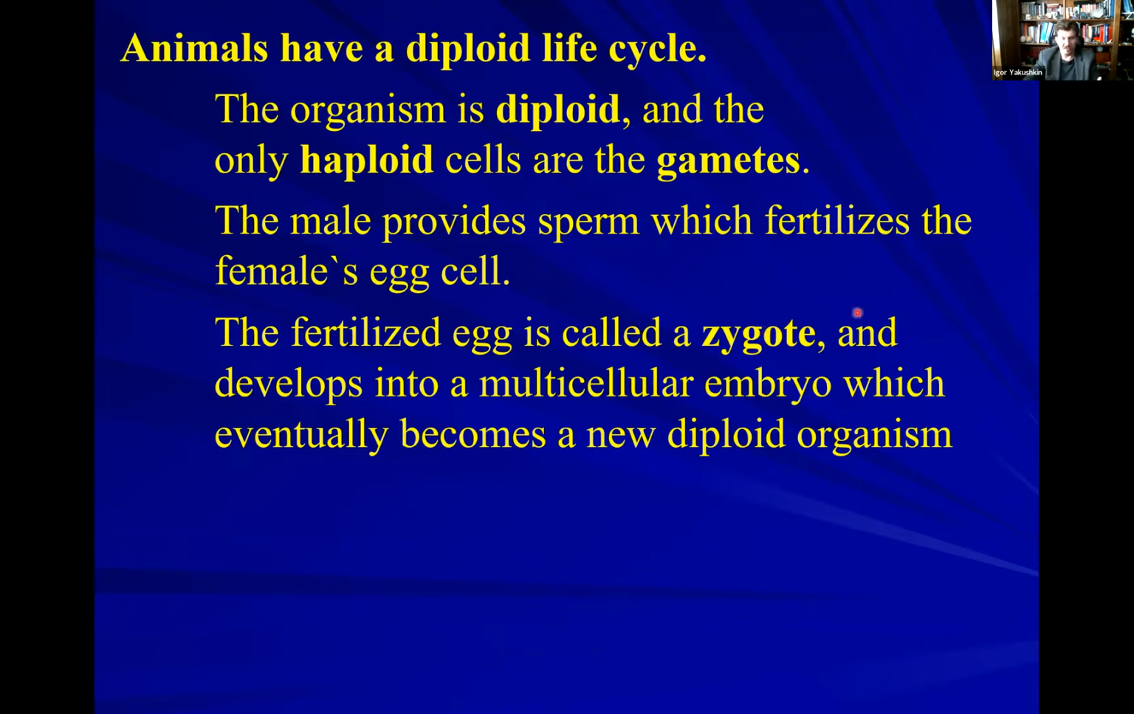So everything is good, which develops into a multicellular embryo and eventually becomes a new diploid organism, which will grow into the adult, and then it starts producing gametes, one way or another, or both. So far, so good. Any questions, any problems? So once again, no alternation of generations.